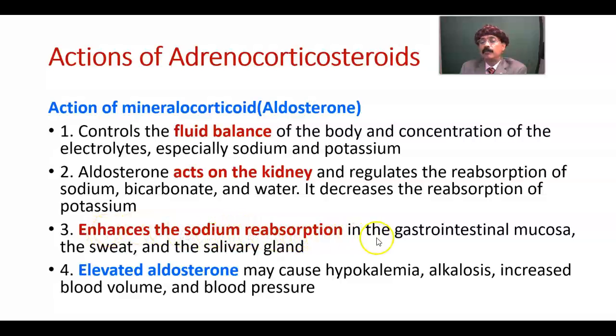It enhances sodium reabsorption in the gastrointestinal mucosa, the sweat gland, and the salivary gland. Elevated aldosterone may cause hypokalemia, alkalosis, and increased volume and blood pressure. Blood pressure rises due to high blood volume. Blood pressure is also partly due to vasoconstriction.